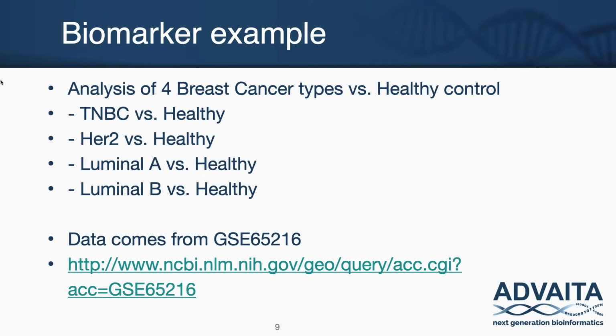We're going to jump into the software. The first demonstration data set that I'm going to use is the analysis of 4 breast cancer subtypes, each of them versus healthy. So there's a triple negative group versus healthy. There's a HER2 positive group. There's luminal A and luminal B. And we're going to look at the meta-analysis of these. The data comes from GEO. It's a public data set. We are not affiliated with the authors in any way.